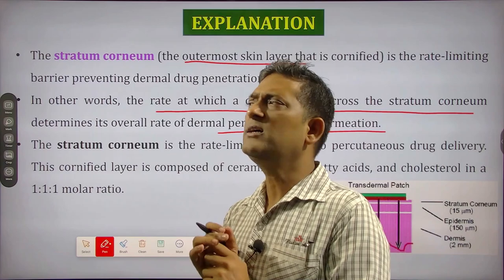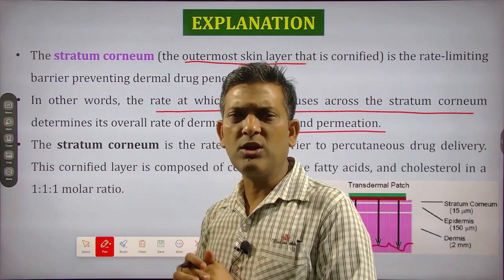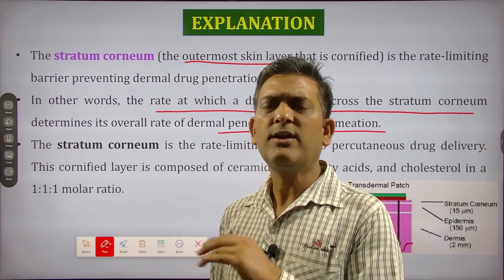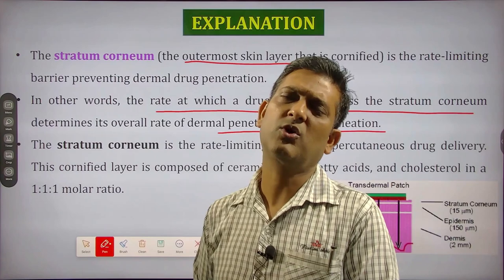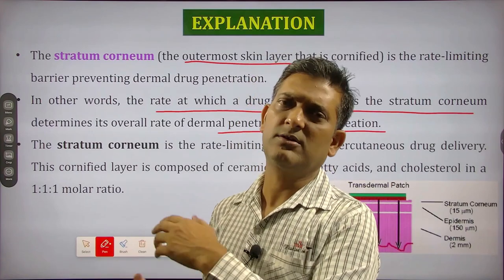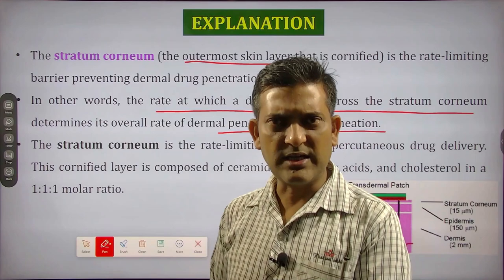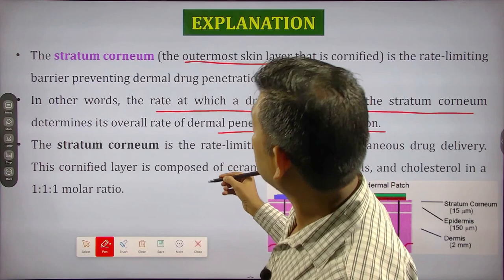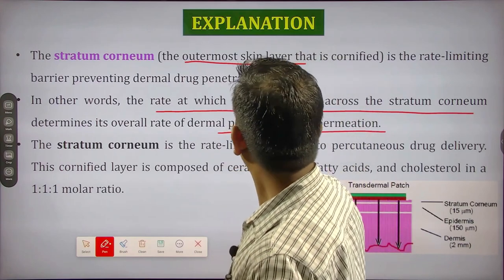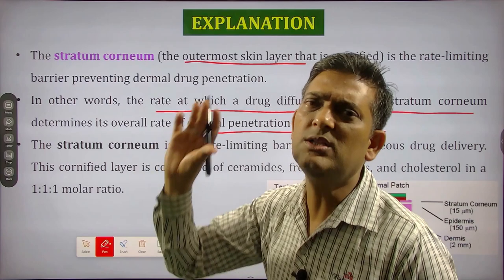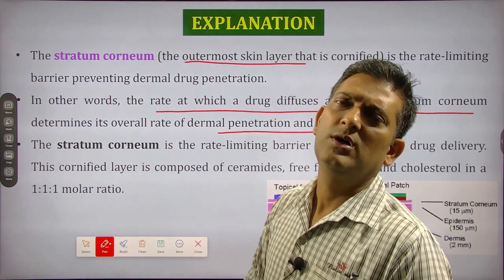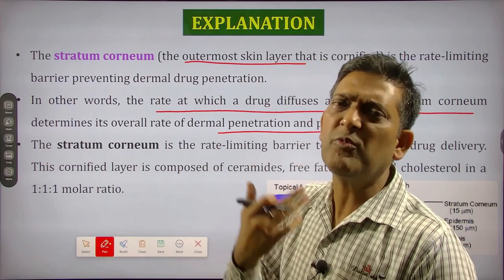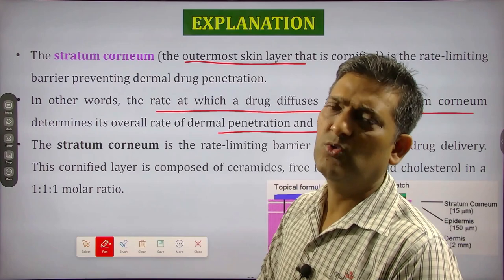What that means is, as we know, the outer layer of the skin is the stratum corneum, and the drug or the ointment we are applying on it has to cross through that layer to get absorbed. For further distribution, water and blood are there. First of all, the drug has to diffuse into the stratum corneum, pass through it, and after that get permeated into the bloodstream to get absorbed.